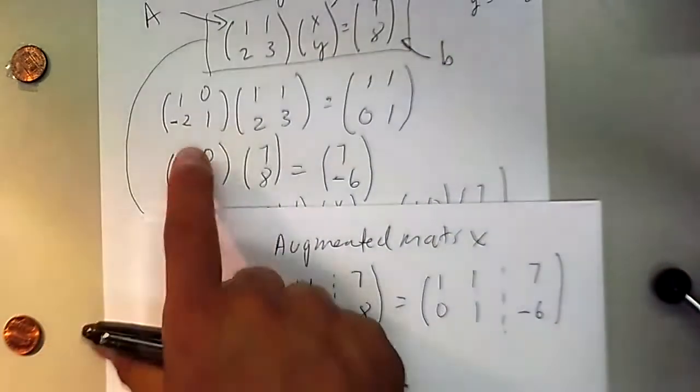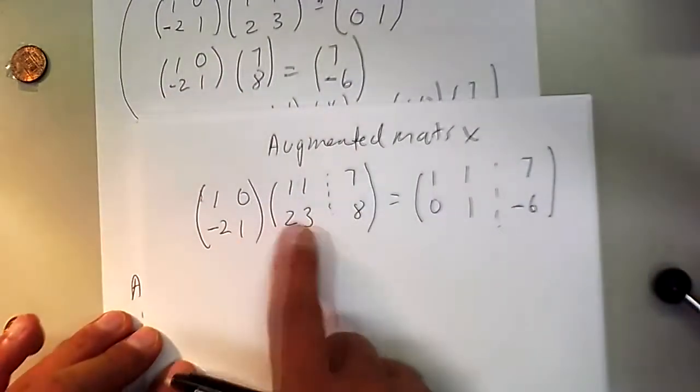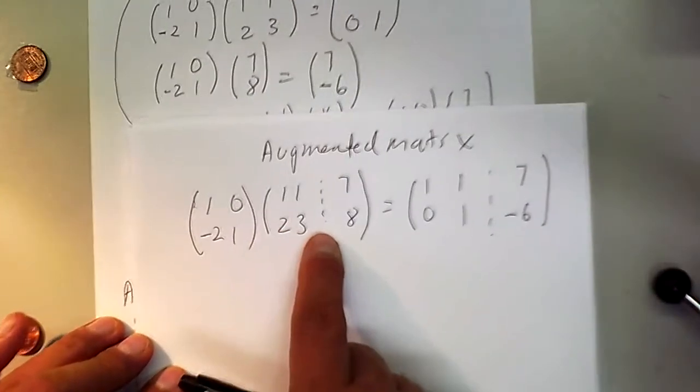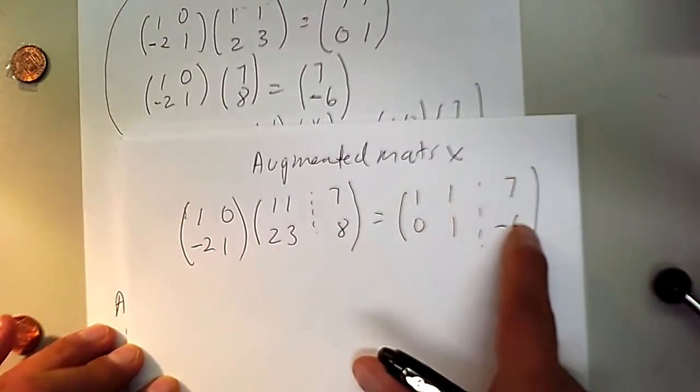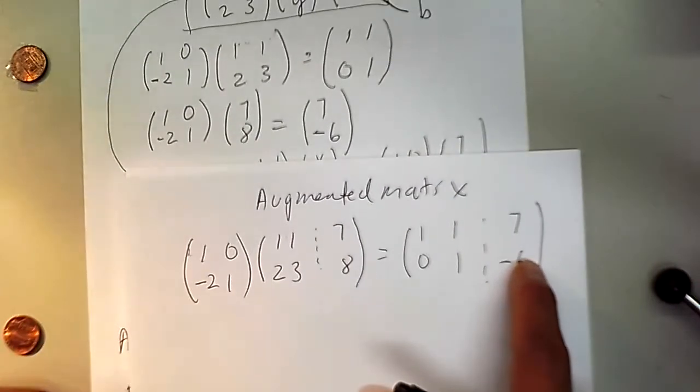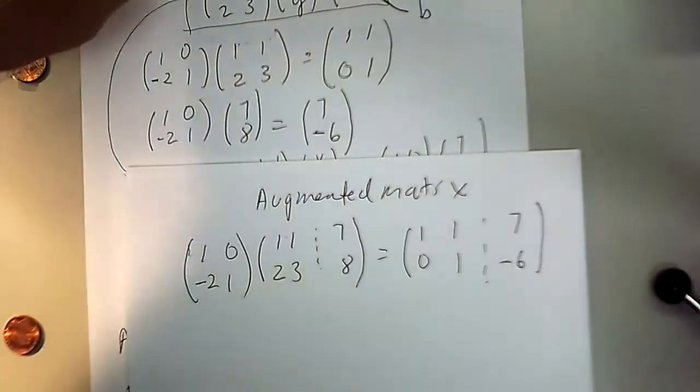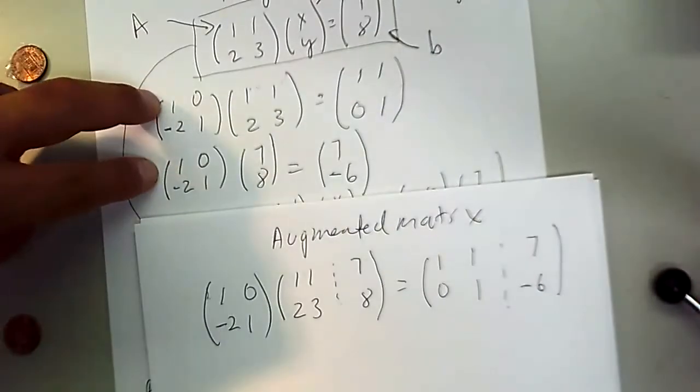So instead of doing this multiplication twice, we can do the multiplication once, keeping in mind that these are the coefficients of the system, while that is the column of the constants. Sometimes we save time because then we don't have to do this twice.